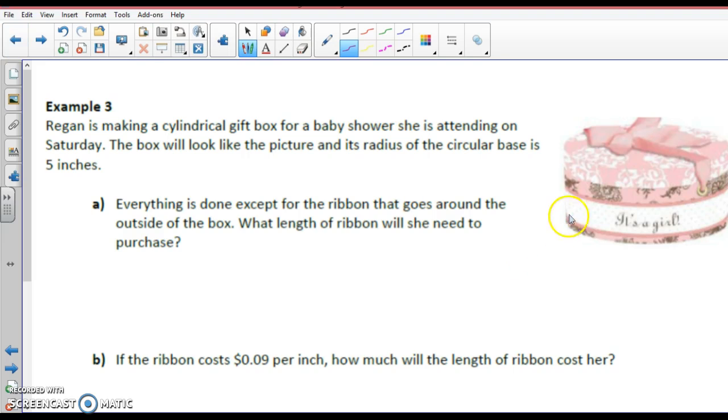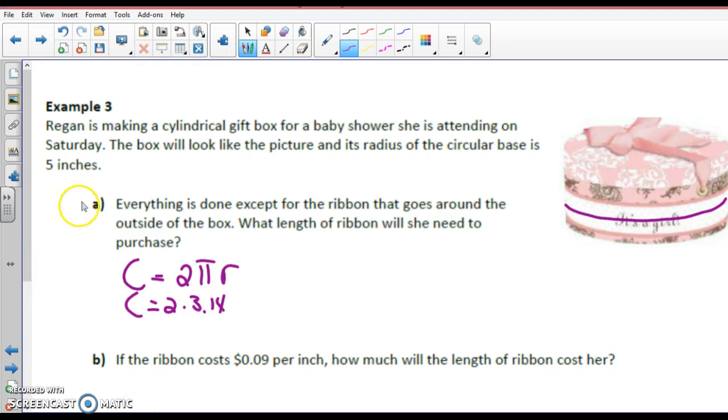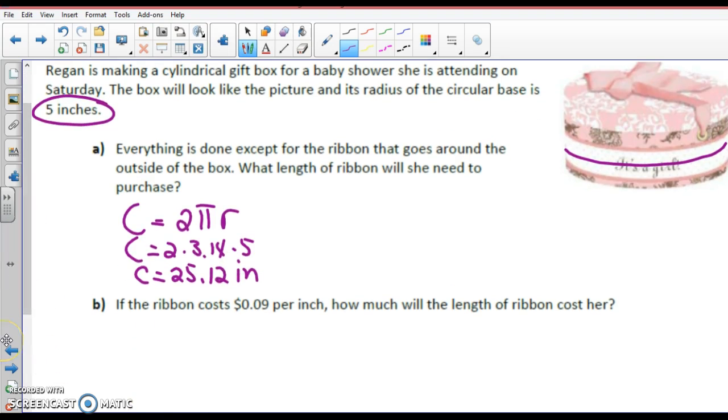Well, look at this ribbon. It's going to go all the way around the side of the box, so won't that be circumference? So our circumference, 2 pi r. So 2 times 3.14, and they told us that the radius of the box is 5. So our circumference is 31.4, and what is the unit on this? Inches. So that's how many inches of this ribbon she needs.